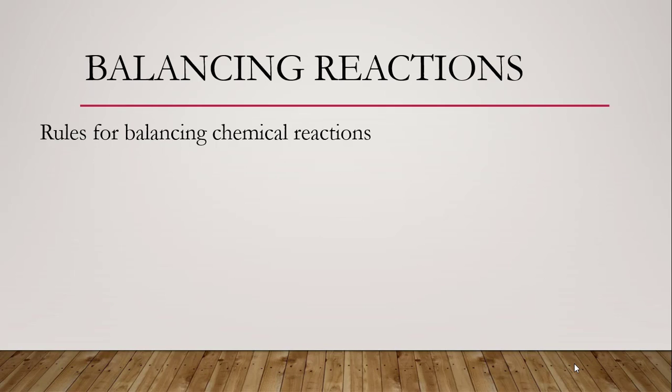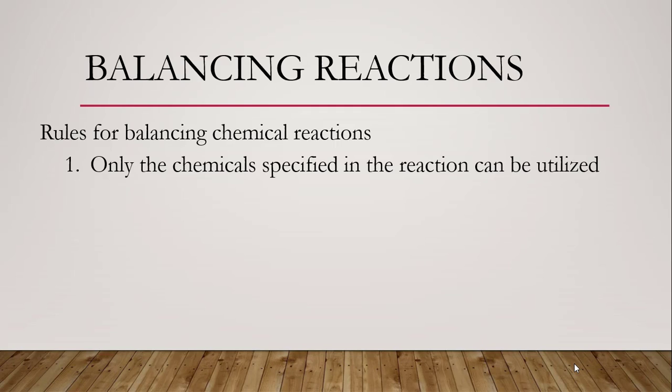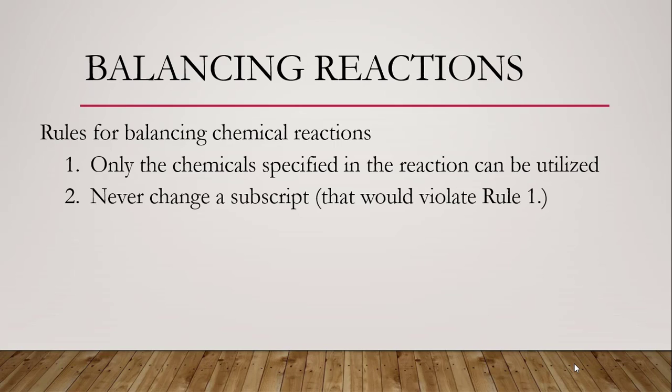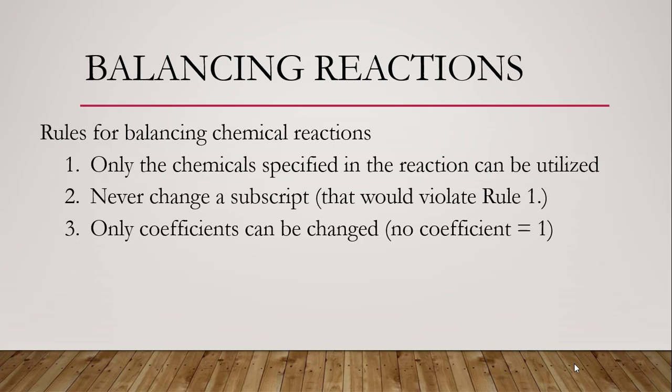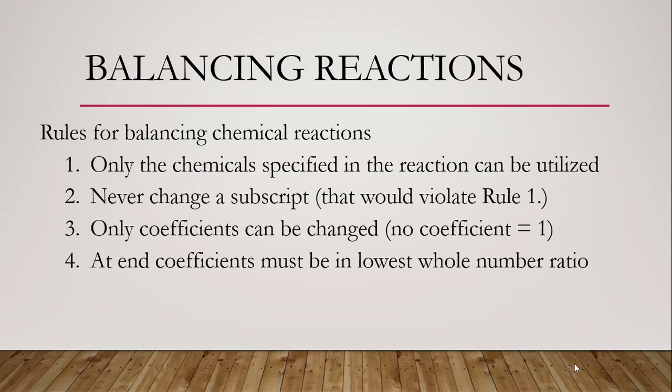There are 4 rules and 1 comment for balancing chemical reactions. You can only use the chemical specified. You cannot change a subscript. That would change the chemical, which would violate Rule 1. You can change coefficients. Quick reminder, no coefficient in front of the chemical means the coefficient is 1. And at the end, all coefficients must be in the lowest whole number ratio. The comment: we are conserving atoms, not moles.